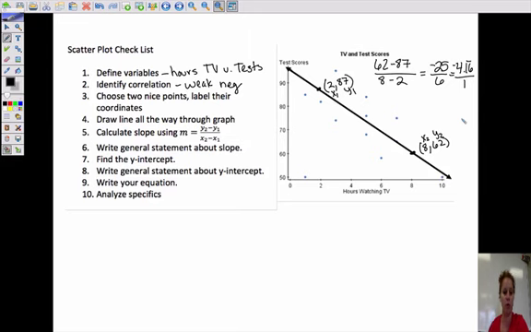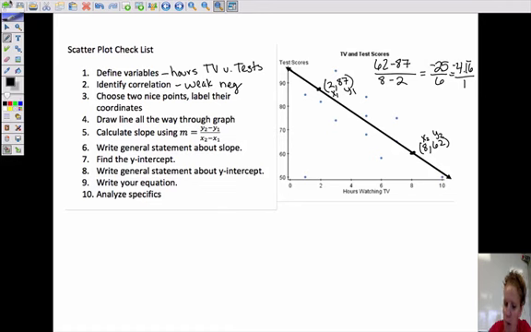Okay, so if we're talking about a general statement, that would mean for every 1 hour you spend watching TV, your test scores go down about 4.16. So 1 hour leads to a decrease in test score of 4.16.